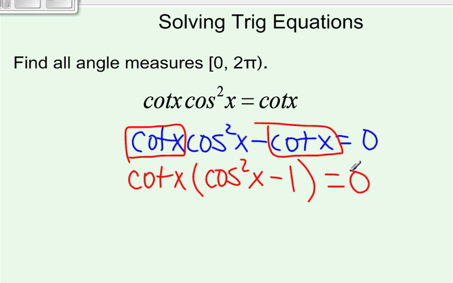equals 0. Now the most common mistake I see here is that you factor it out of the first part easily because you're left with a cosine, but then you forget that when you take a cotangent out of a cotangent, you get a 1.